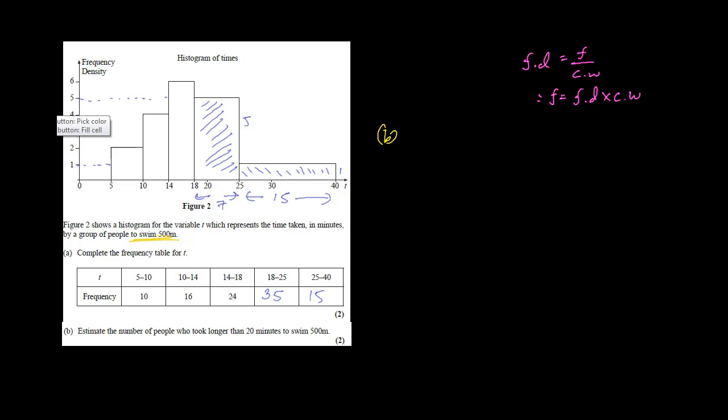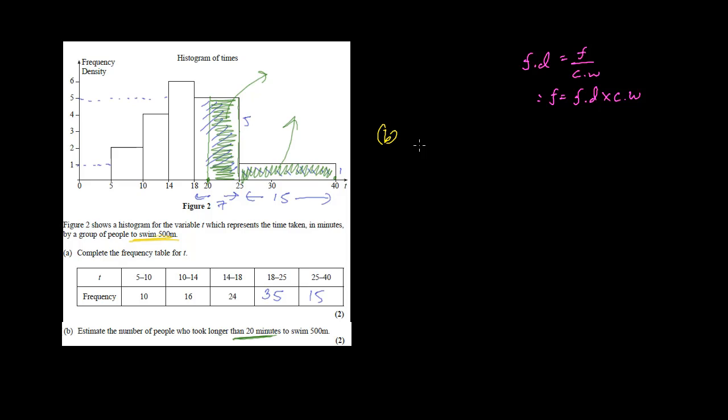So longer than 20 minutes means, if this is 20 minutes, from here, this one and this one are longer than 20 minutes. So what you need is this area and this area. Remember, frequency is area. So if you know this area and this area, that would be the total longer than 20 minutes, from 20 till the last moment, which is 40. This rectangle has a height of 5. So from 20 to 25, the class width is going to be 5.